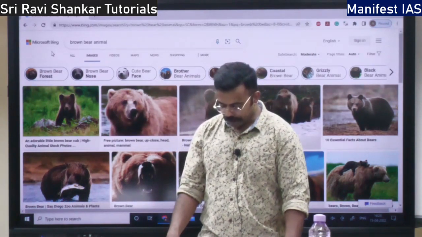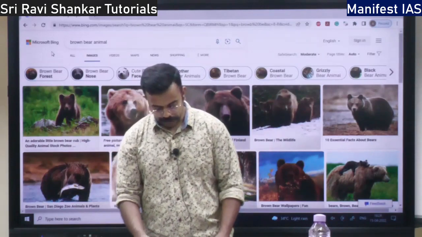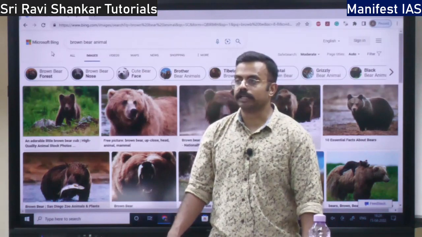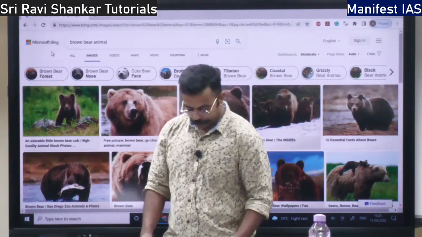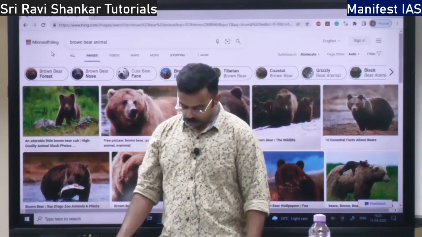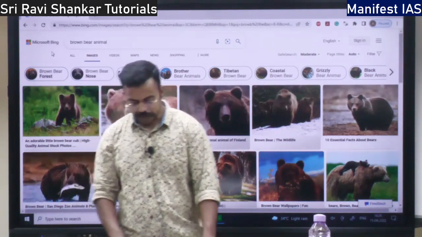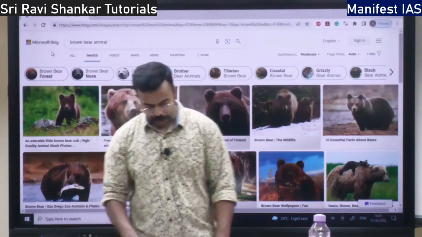Hoolock gibbon. It is an endangered animal. You will find it in the forest region of northeast India. Then you have red panda. Red panda is an endangered animal. You will find it in the temperate forest. Temperate forest, red panda, right?